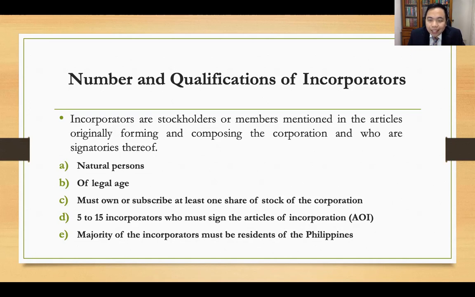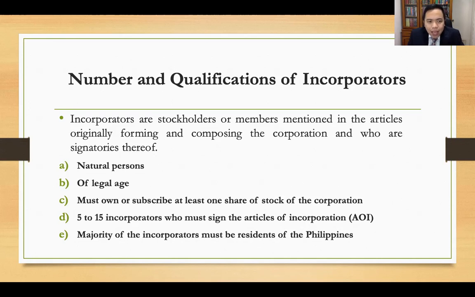Now, question: can a corporator or a stockholder be 16 years old, meaning not yet of legal age? In other words, can a 16-year-old person purchase shares of stocks and therefore become a stockholder of a certain corporation? Answer, yes. Again, the qualification imposed under Title II of the Corporation Code applies only to an incorporator and not to a stockholder who purchased shares after the incorporation or registration of the corporation with the SEC. So take note that these requirements apply only to incorporators and not stockholders.